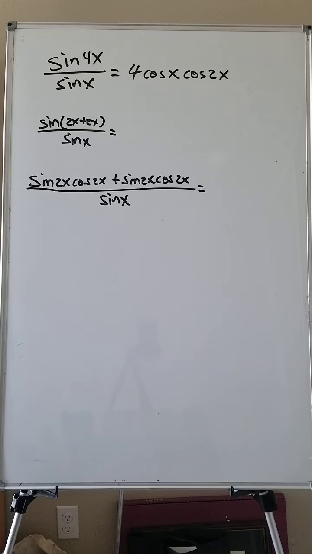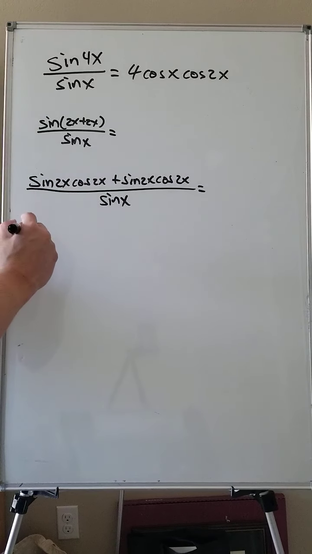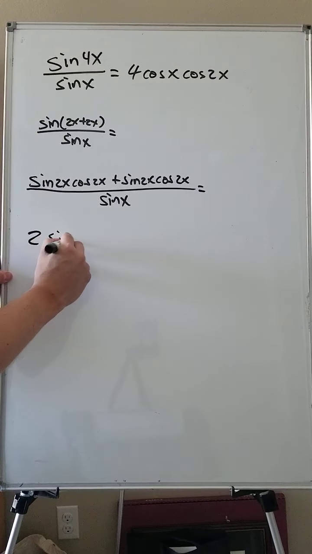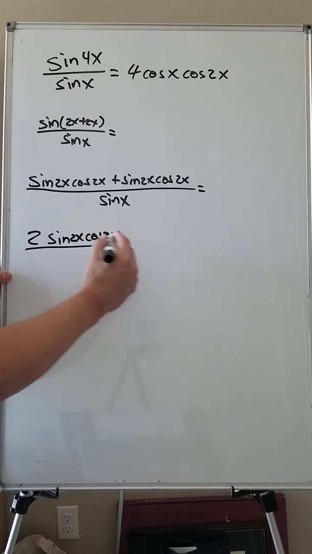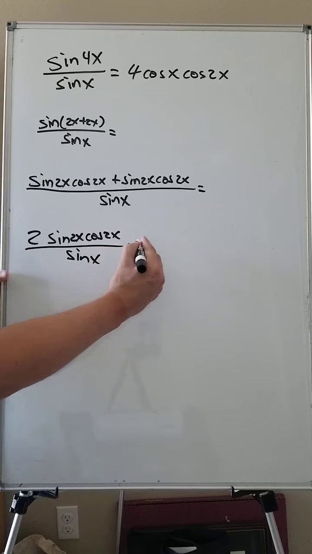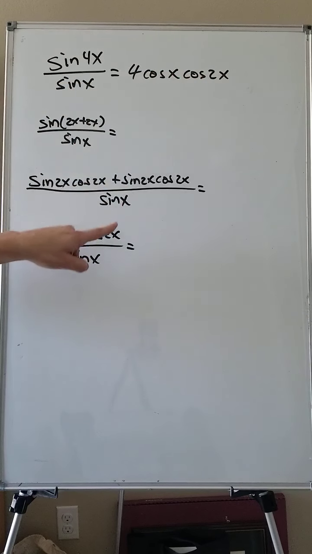And so, well, on top I can combine like terms. I have this term and I have it a second time. So what I have is 2 sine 2x cosine 2x over sine x. Well, let's see. Looking at what I'm supposed to get, I am supposed to get a cosine 2x, and I do have a cosine 2x, so that part's good, but the rest of this obviously needs some work.